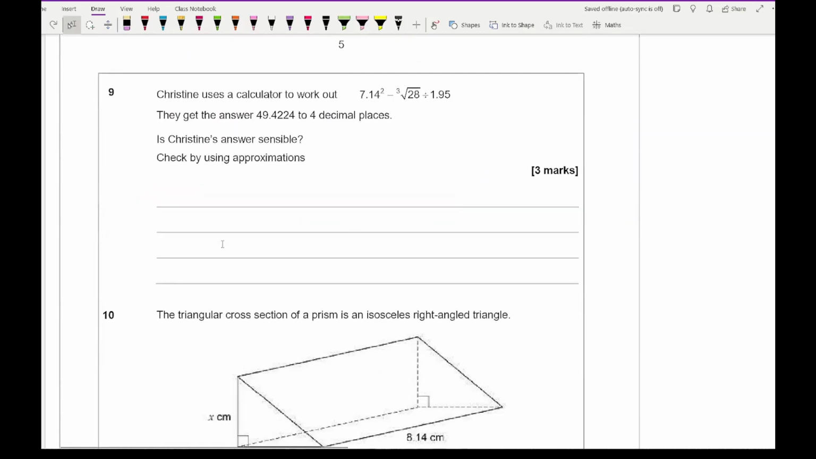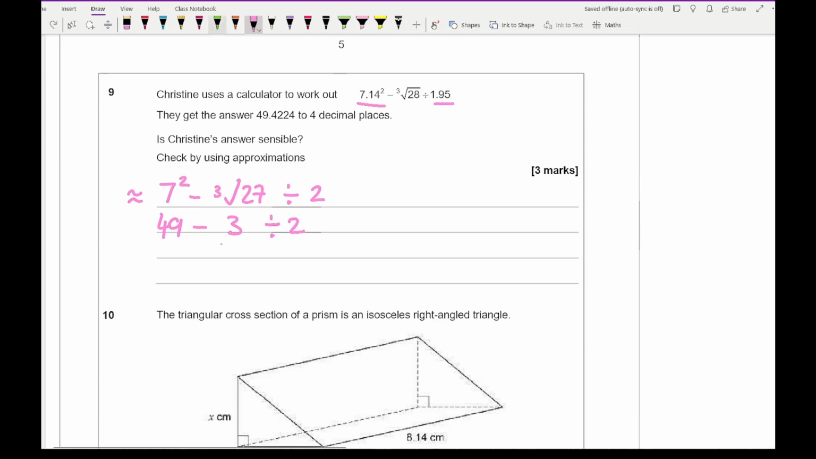Moving on to question 9, it says Christine uses a calculator to work out 7.14 squared minus the cube root of 28 divided by 1.95. They get an answer of 49.4224 to 4 decimal places. Is Christine's answer sensible? So let's use estimation first. So 7.14 squared is 7 squared, then we've got the cube root of, well, the nearest cube number to 28 is 27. And we then round 1.95 up to the nearest sig fig, which is 2. So then what we've got is 49 minus 3 divided by 2.